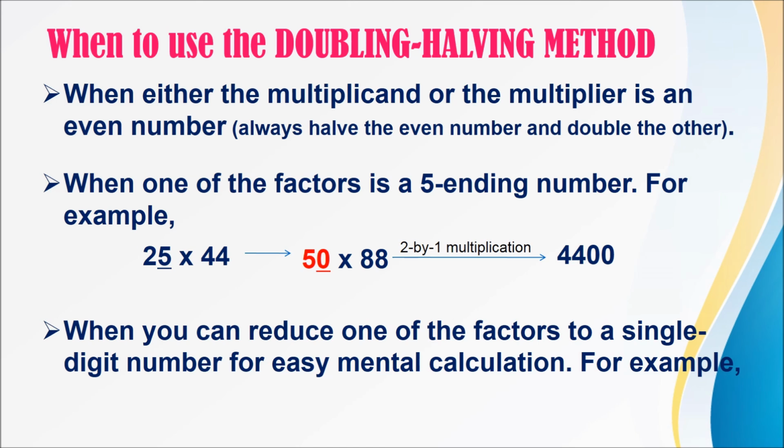Also, you should be able to reduce one of the factors to a single-digit number to simplify calculation. For example, if you try to multiply 35 into 46 using this method, you will be stuck after the first step, that is 70 into 23, because you cannot halve 23 further. In such cases, we just use the window method to solve the problem.